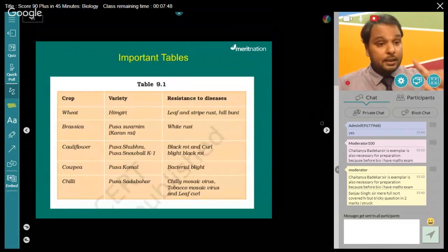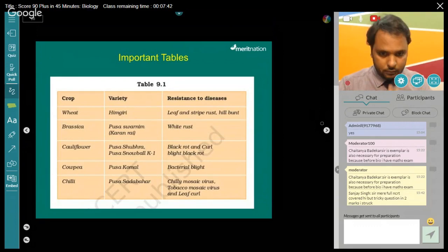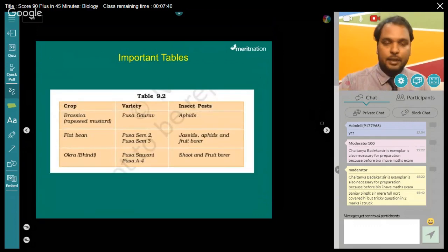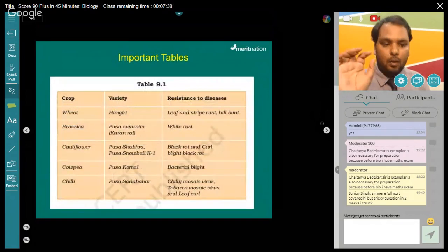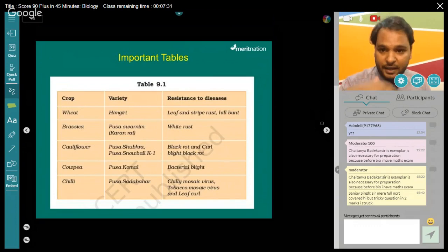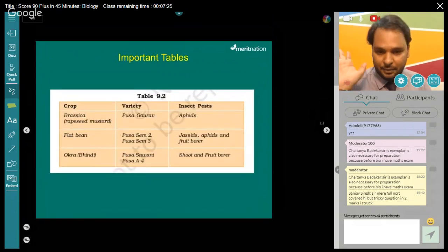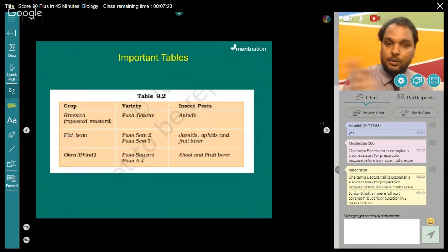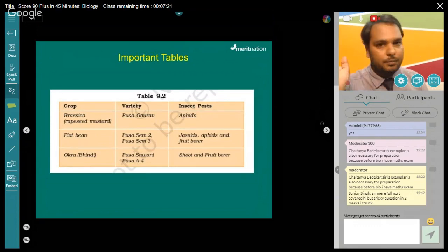Now, important tables. Guys, this table is one of the most important tables of your NCERT. This one and this one. These two, you'll always find a question from. I've seen that. It's very hard to learn for me as well. I don't know how to, but you need to also. There will be a question from these two tables, and you'll see in previous questions, you will find a question from these tables.